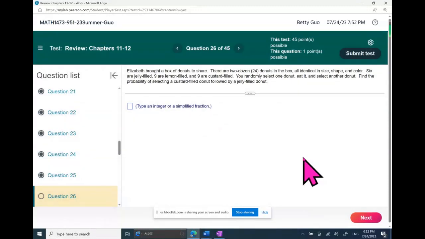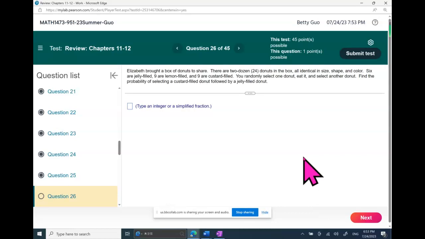Elizabeth brought a box of donuts to share. There are 2 dozens, 24 donuts in a box, all identical in size, shape, and color. 6 are jelly-filled, 9 are lemon-filled, 9 are custard-filled. You randomly select 1 donut, eat it, and select another donut. Find the probability of selecting a custard-filled donut followed by a jelly-filled donut.